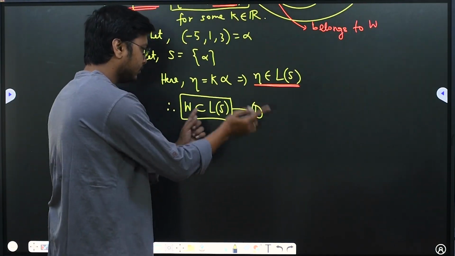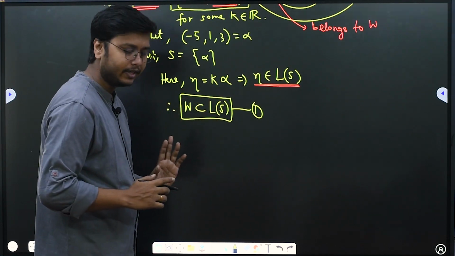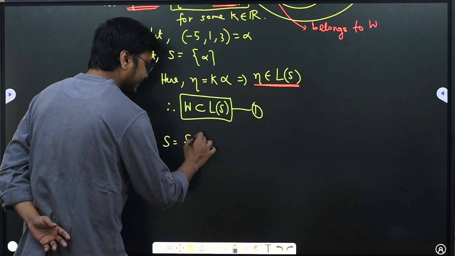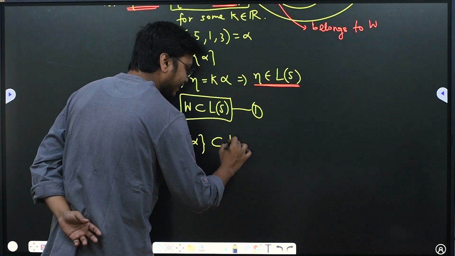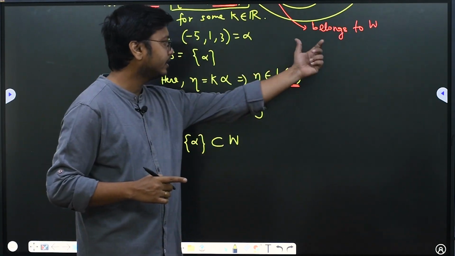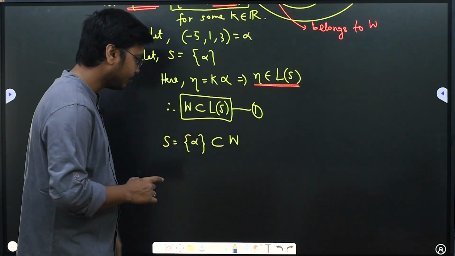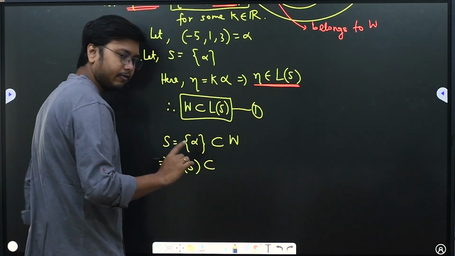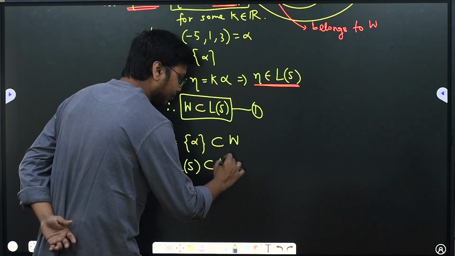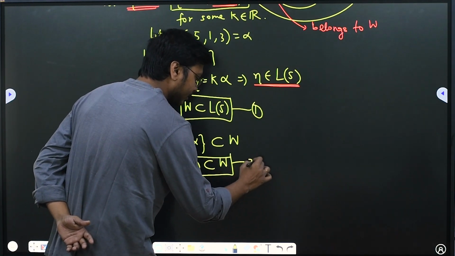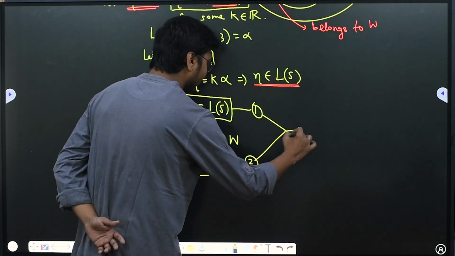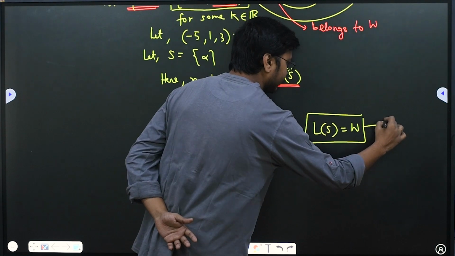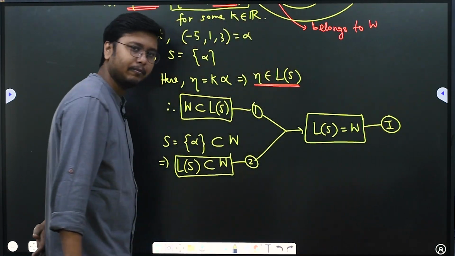Now I need to go the opposite way, that means L of S subset of W I need to show. So again the same way as before, S is the set containing alpha, which definitely belongs to W, as I showed you over here, so that means it's a subset of W. So now if I take L on both sides, L of S will be a subset of L of W, and L of W means the set W itself, right? So this is my number 2 criteria. From 1 and 2 I can say that L of S equals W, and that becomes my first criteria for forming a basis.